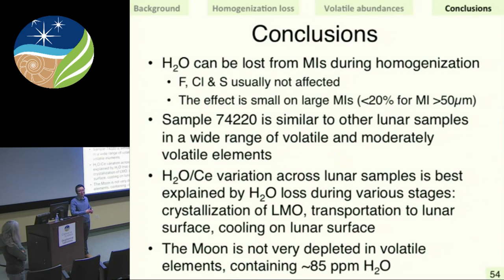Oh, okay. So this ratio, we are using the ratio because if the source region for high titanium basalts crystallizes, it enriches in water, but it also enriches in cerium, right? So by dividing the water concentration by cerium, we are assuming the moon as a bulk.